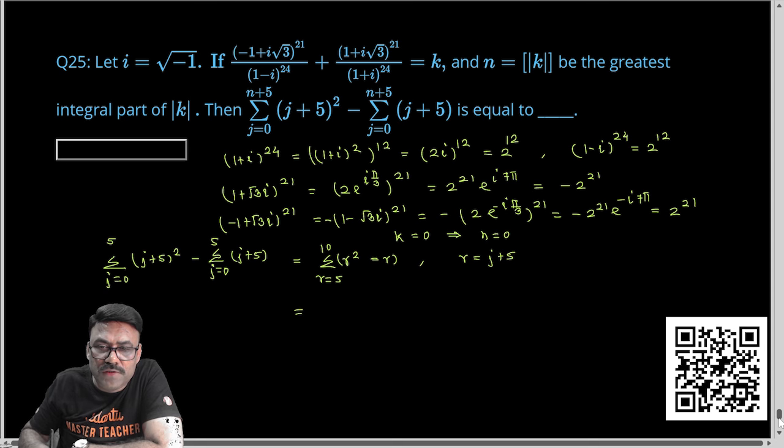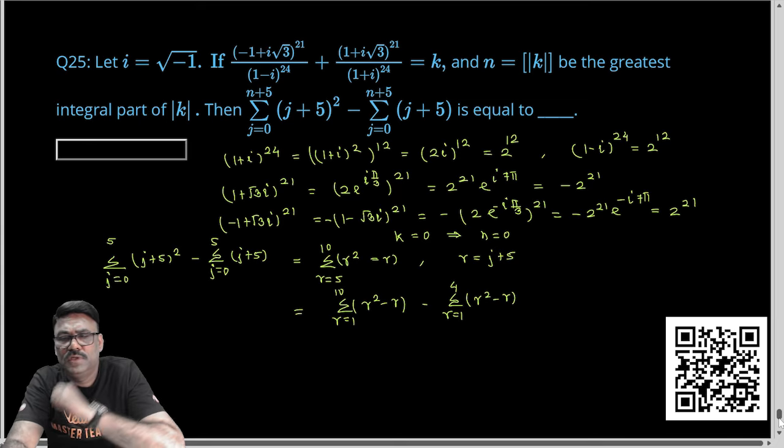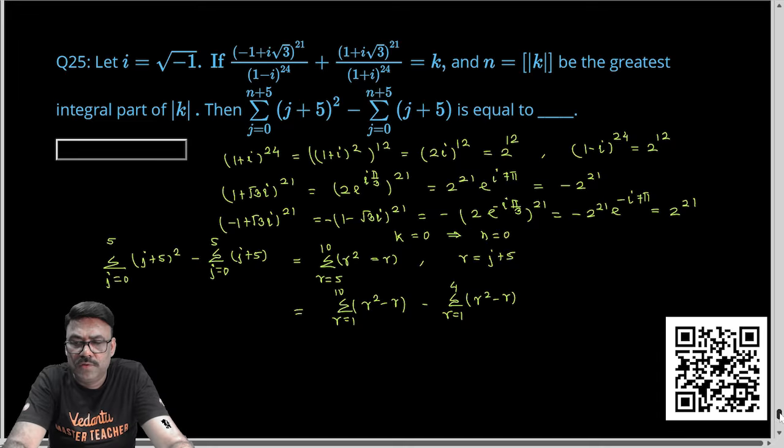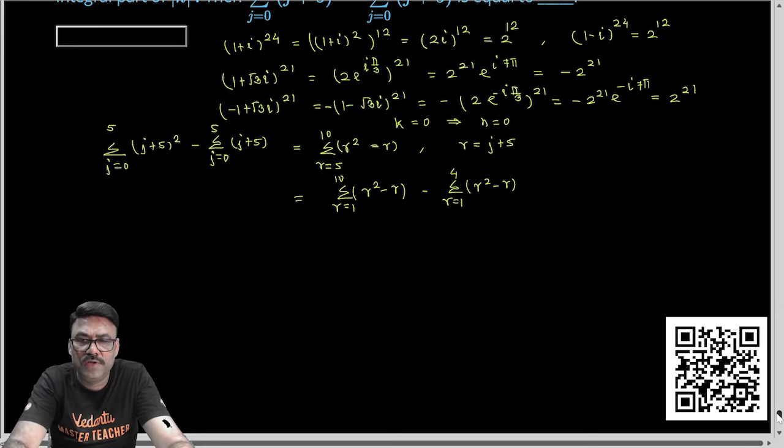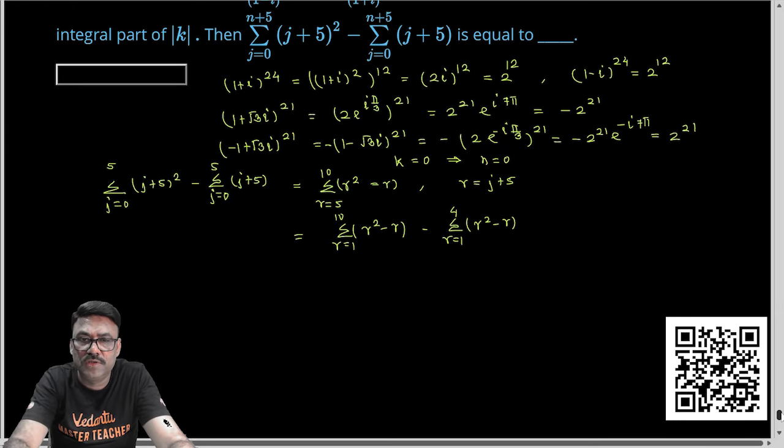And you can also write it as sigma r square minus r varying from 1 to 10, minus sigma r square minus r varying from 1 to 4. And just put the values, you will get your answer. Just use the sigma r square, sigma r formula, you will get your answer. So after simplification, the final answer becomes 310 here.